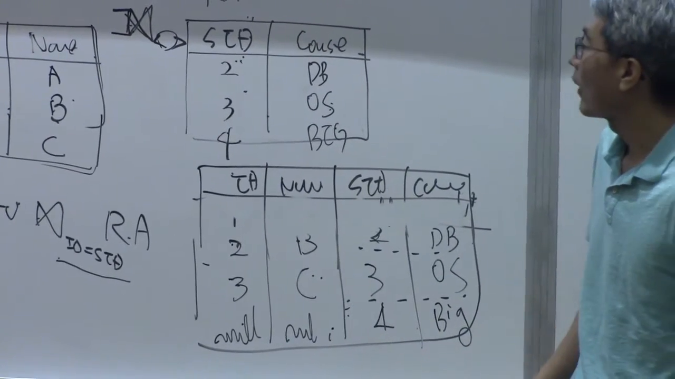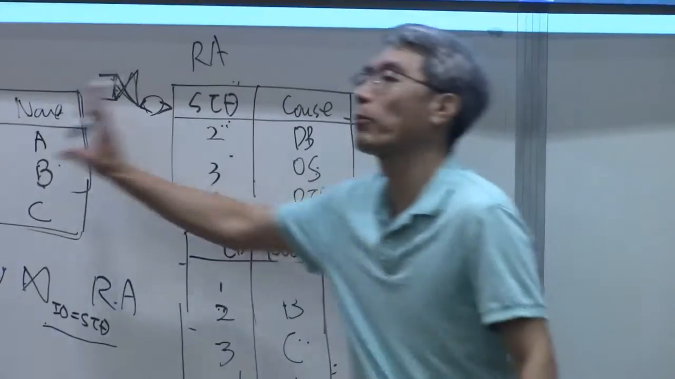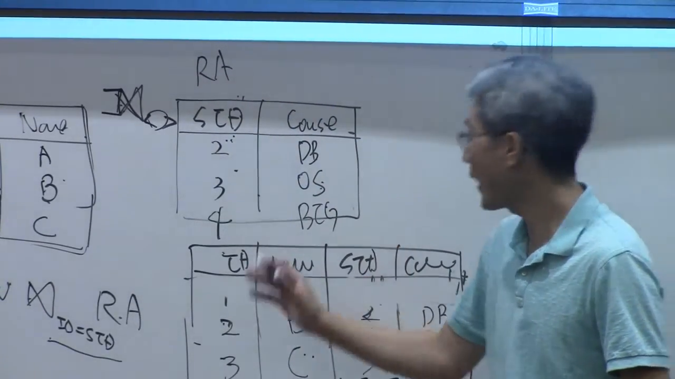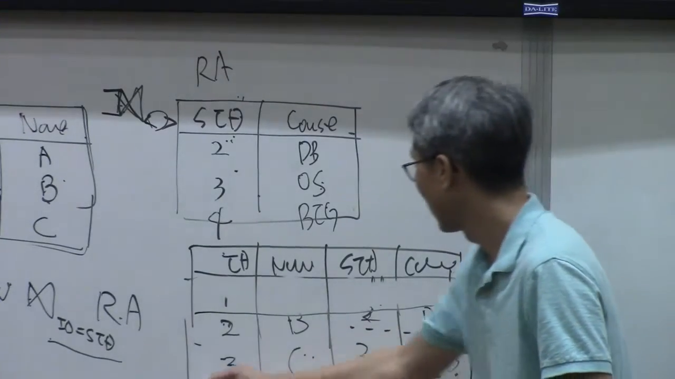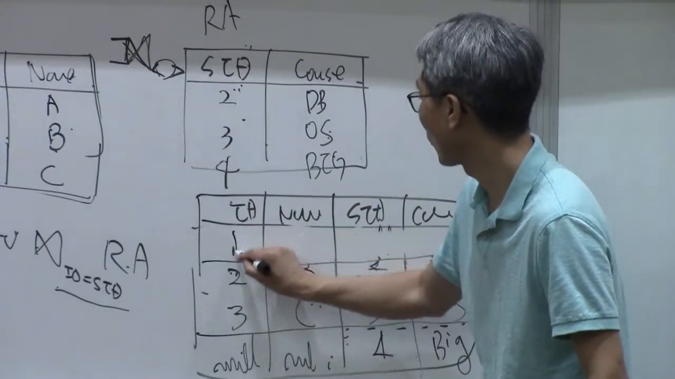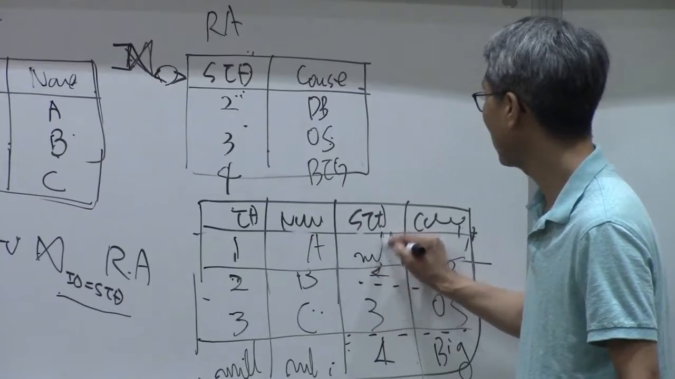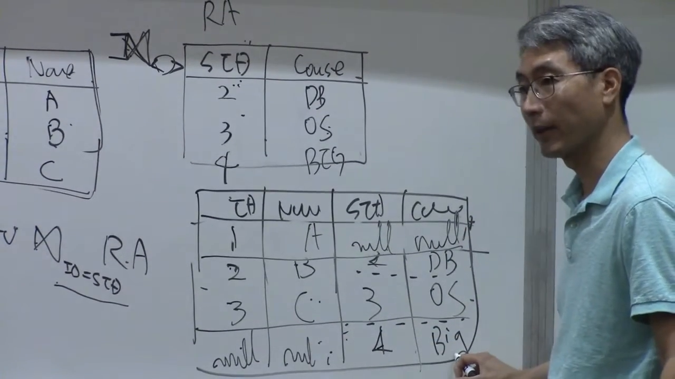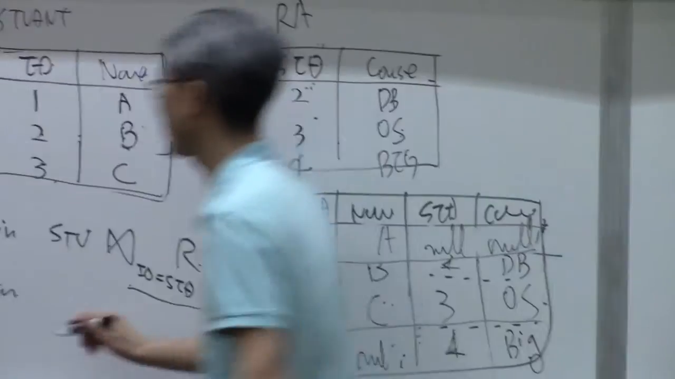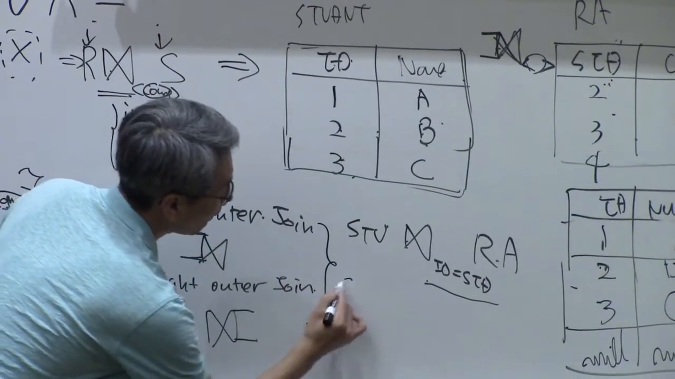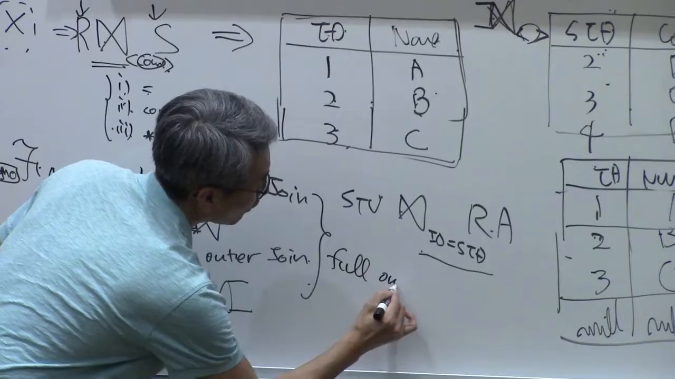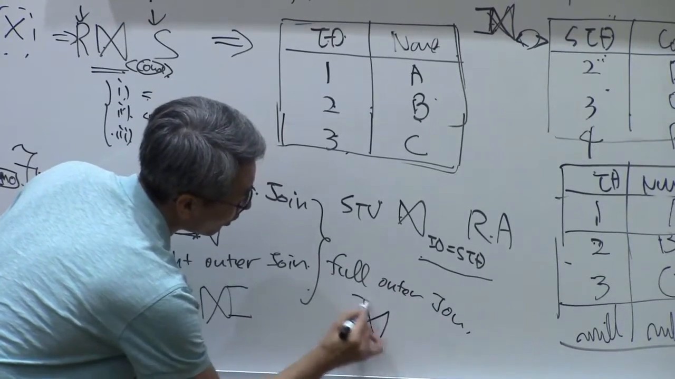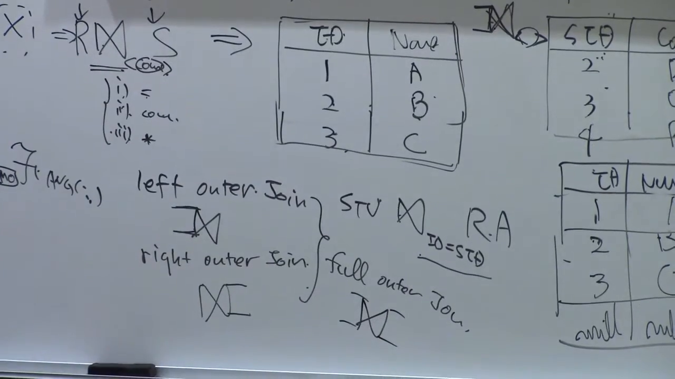Then, what if I'd like to keep both left and right? Okay. If matched like this. If not matched, 1, 8, null, null. Null, null, 4, 8. Okay. This is called, by combining these, the full outer join. So the full outer join symbol is like this, both sides.